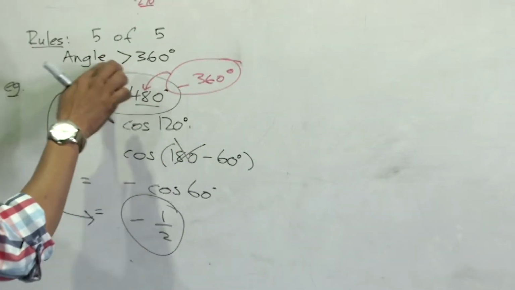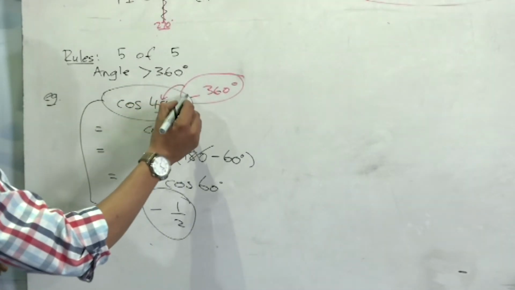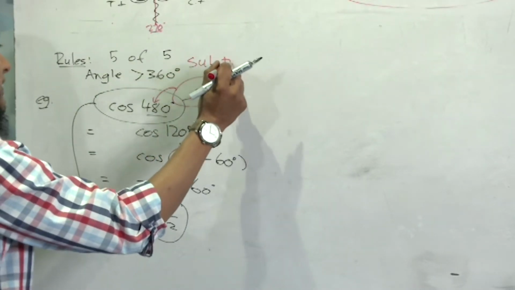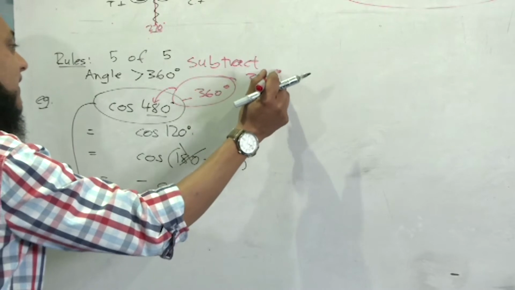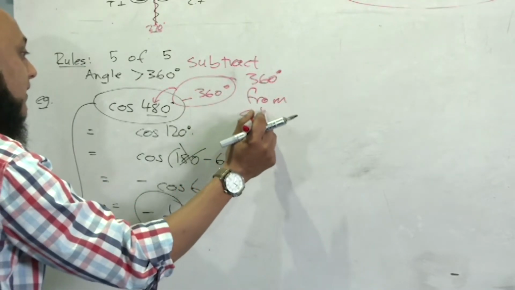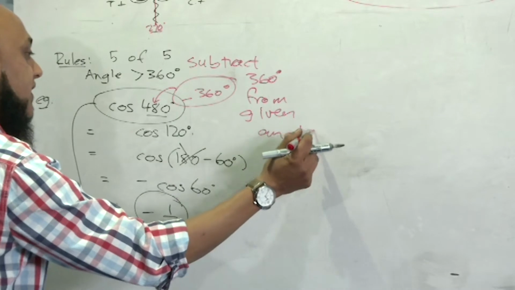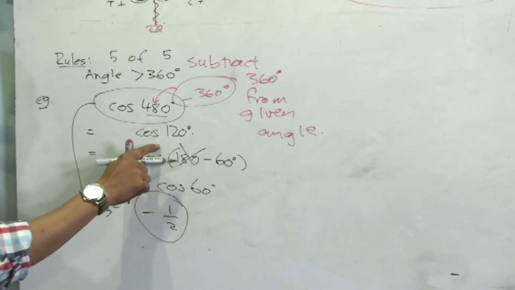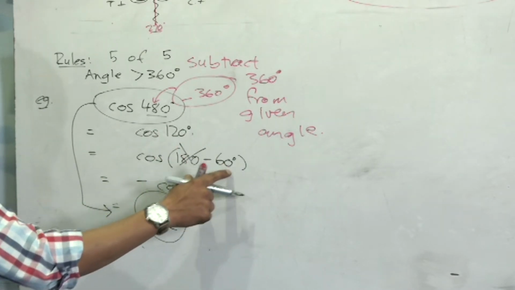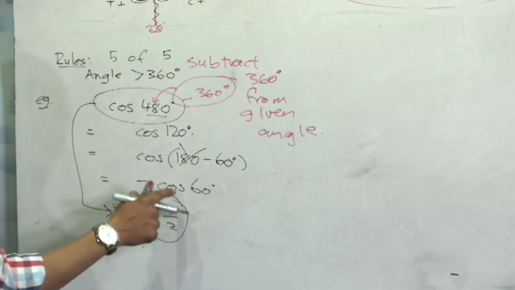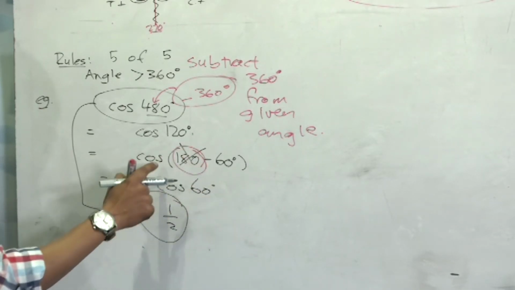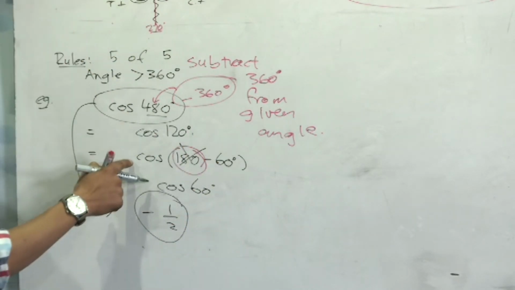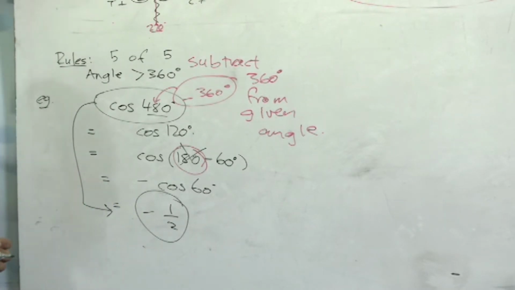Why? Because the rule is for an angle greater than 360, you subtract 360 degrees from the given angle. So here goes, cos 480 will become cos of 480 minus 360, which will now become cos 120. 120 is 180 minus 60. Quadrant falls away. The name stays because we're using 180 degrees. We're left with cos 60. 180 minus is in my second quadrant. Cos in my second quadrant is negative. Your answer is minus a half.